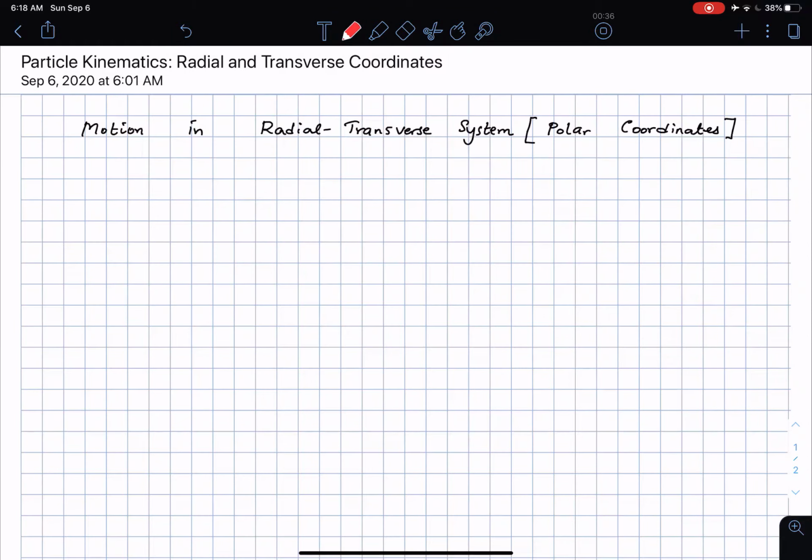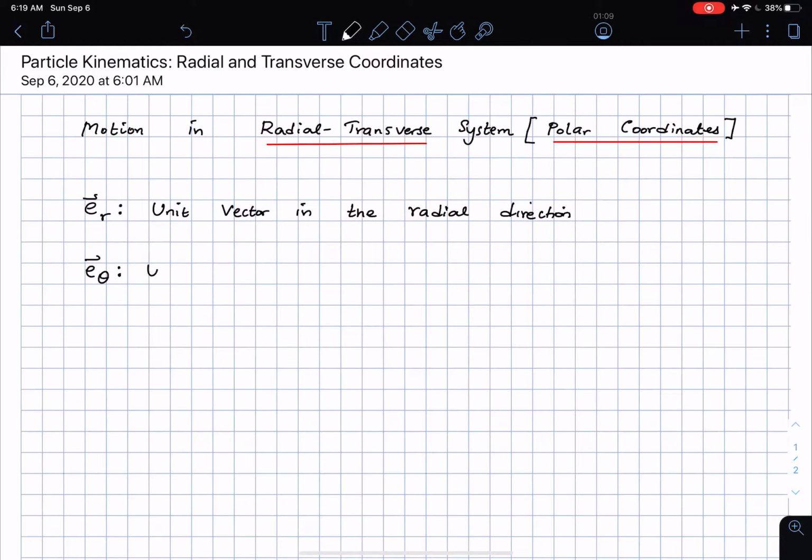All right. So what we're going to do first is define what is meant by the radial unit vector and what is meant by the unit vector in the transverse direction. So first of all, some notations. I'm going to have E_r as the unit vector in the radial direction, and E_theta is the unit vector in the transverse direction.